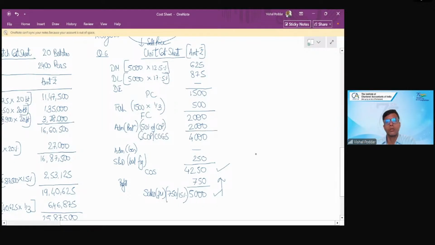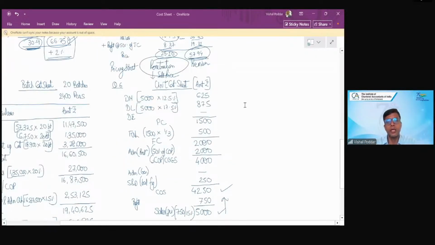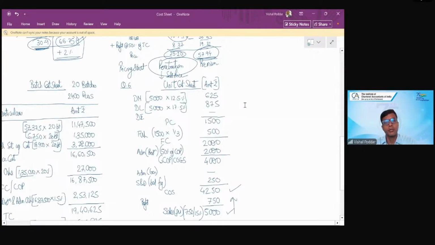So we have to also decide how much time we invest in the exam to solve this question. So my understanding is this. Fine, students. So you get a missing value, that is selling and distribution overheads, rupees 250.